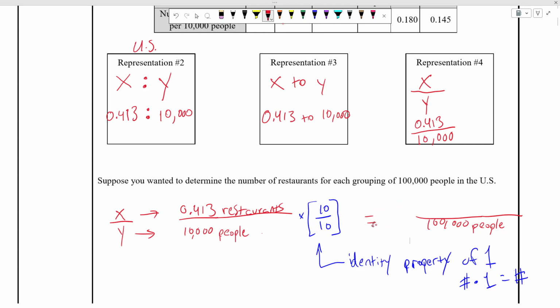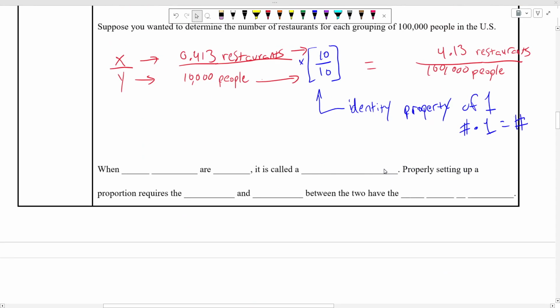So anyways, not to get too mathy on you, but basically times 10,000 people by 10, you get 100,000 people. Right, you see how that works, right? Multiplying fractions, you multiply the bottoms across, and you multiply the tops across. So 0.413 happens to equal 4.13 restaurants. Okay, all right. So what does this all mean? What does this all mean, guys? What sort of enlightenment can we ascertain from this?